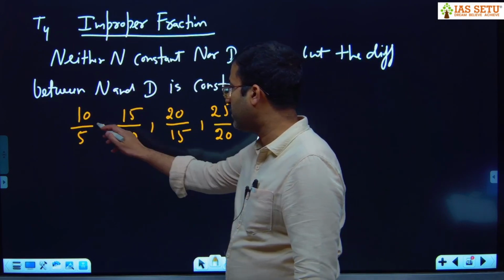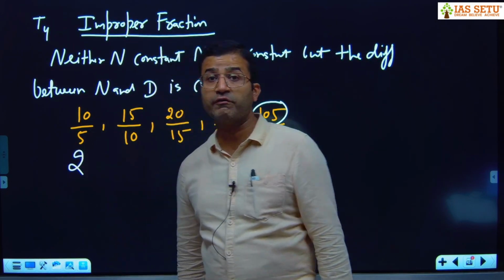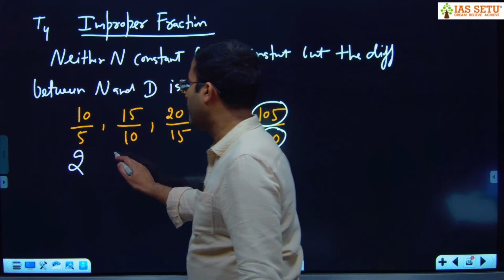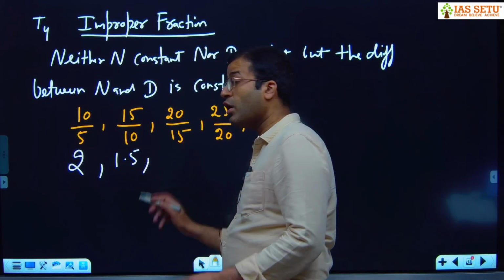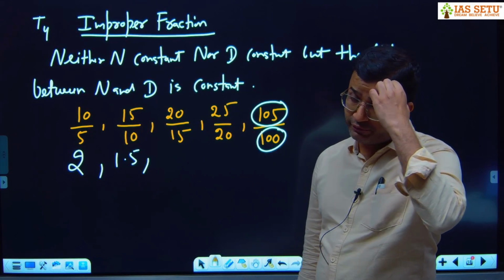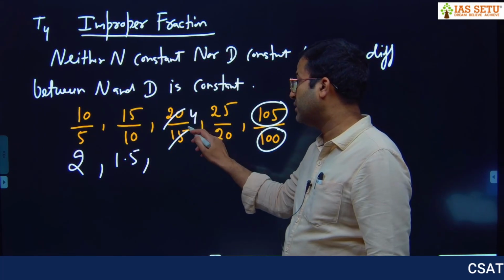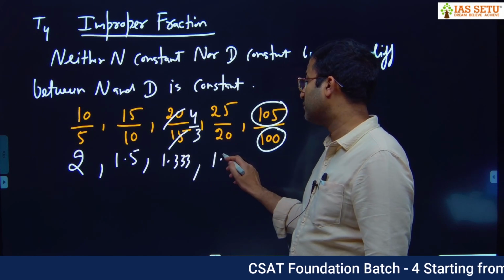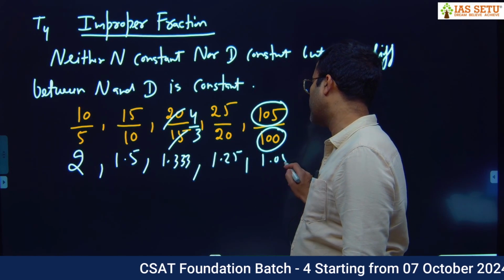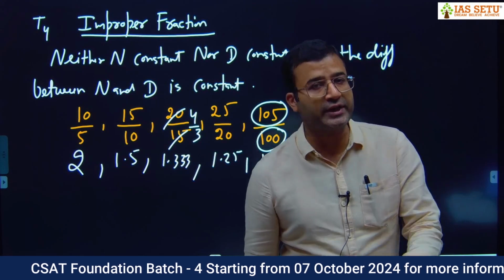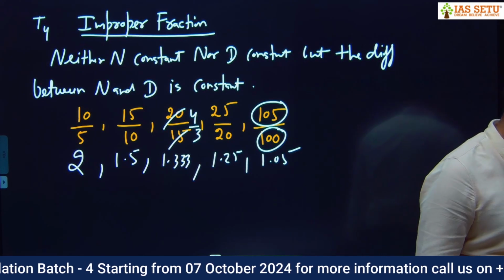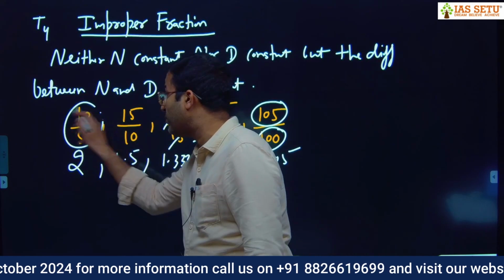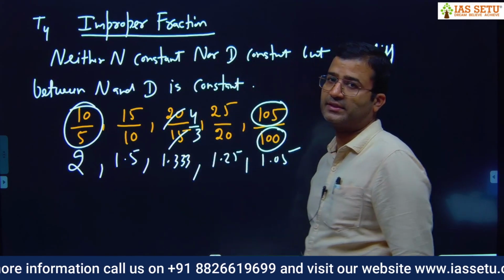what is 10 by 5? 2. Convert in decimal. What is 15 by 10? 1.5. If you convert 20 upon 15 in decimal, it is 4 by 3, so it comes 1.333. It is 1.25, 1.05. Now tell me which one is largest? 10 by 5 is largest.